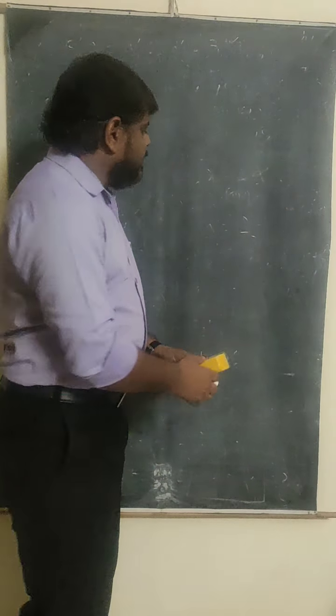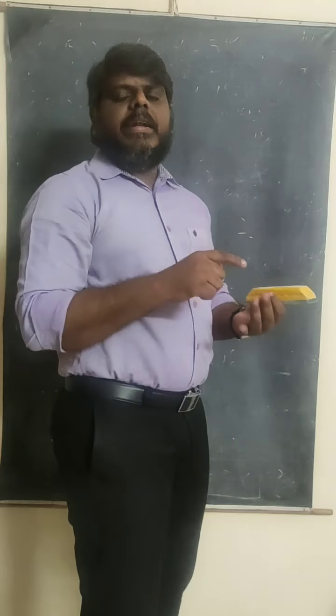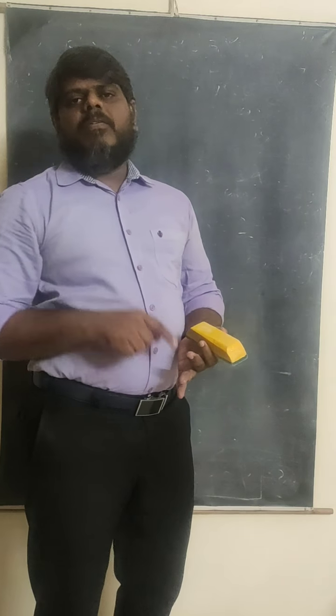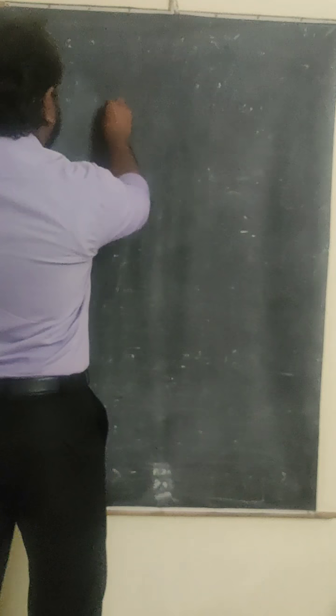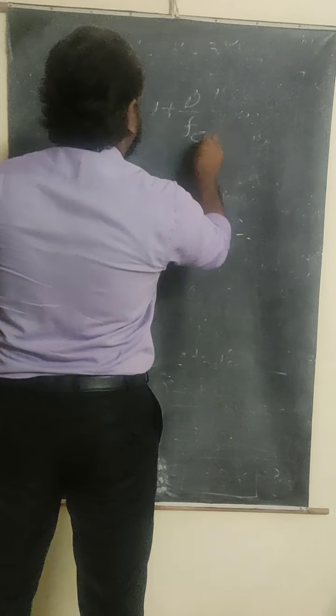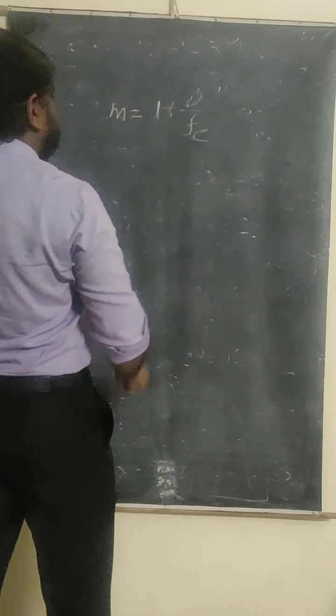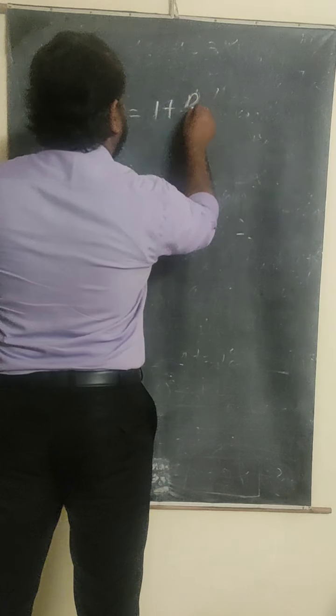So first, we are going to discuss the simple microscope. In the case of a simple microscope, two adjustments will be there. One is the near point adjustment and another one is the far point adjustment. In the case of near point adjustment, the magnification M is equal to, what is the formula, 1 plus D by Fe. In the near point adjustment, the magnification M is equal to 1 plus D by Fe.